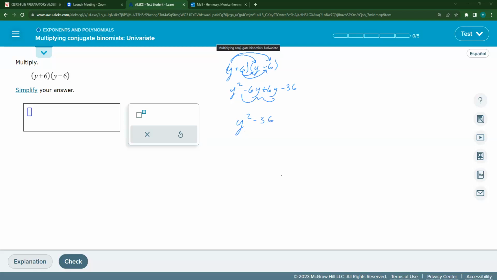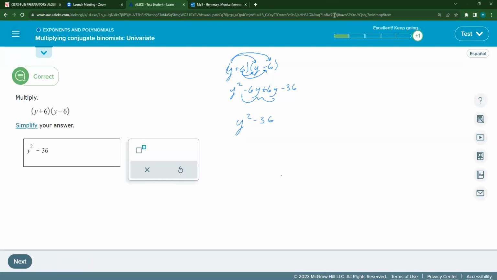It is a difference of perfect squares, which we're going to factor in later topics. So for this, we just get to type it in. Y squared minus 36, save, check. And then we do two more.